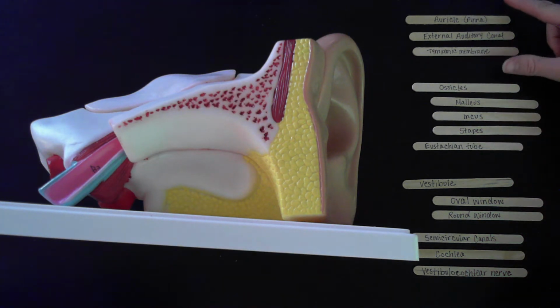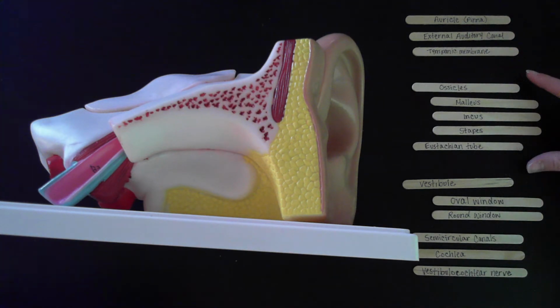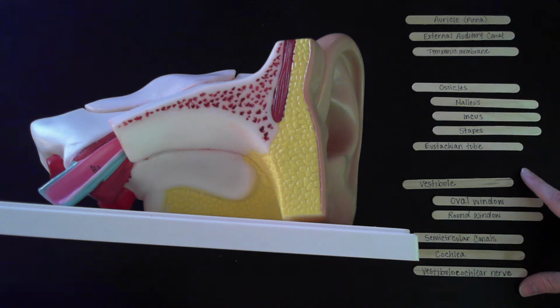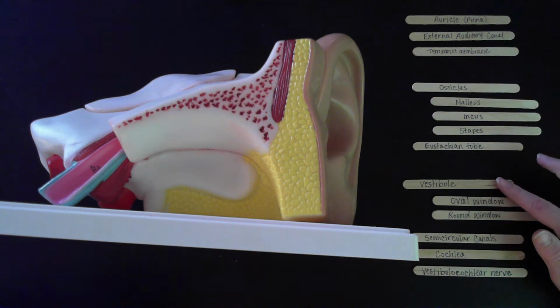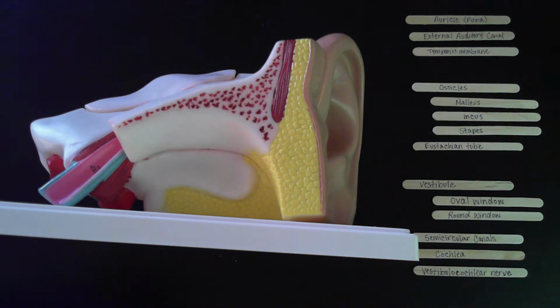So the first three terms here are part of what make up the outer ear. Our middle terms here make up the middle ear. And then at the bottom here, we have our inner ear terms. As we go through the model, I will show you where they are. We'll talk about their functions. And then hopefully in class this will help you, and then you'll also have practice taking the model apart and putting it back together. Okay.